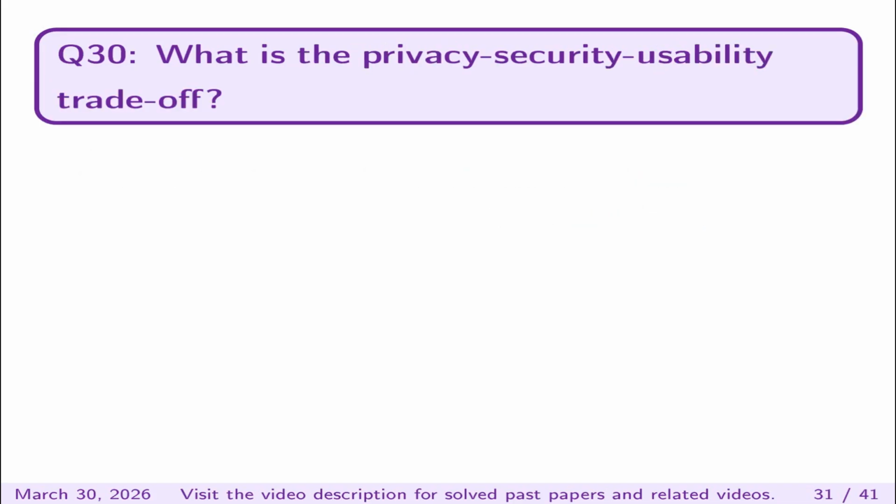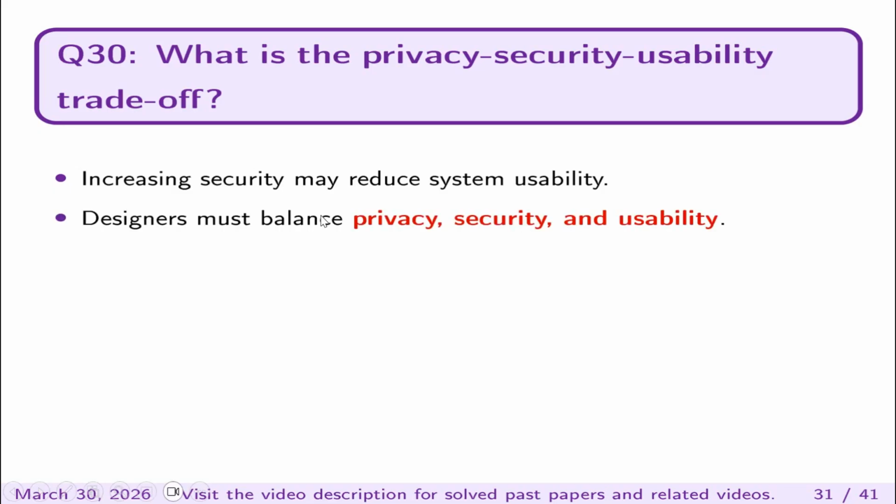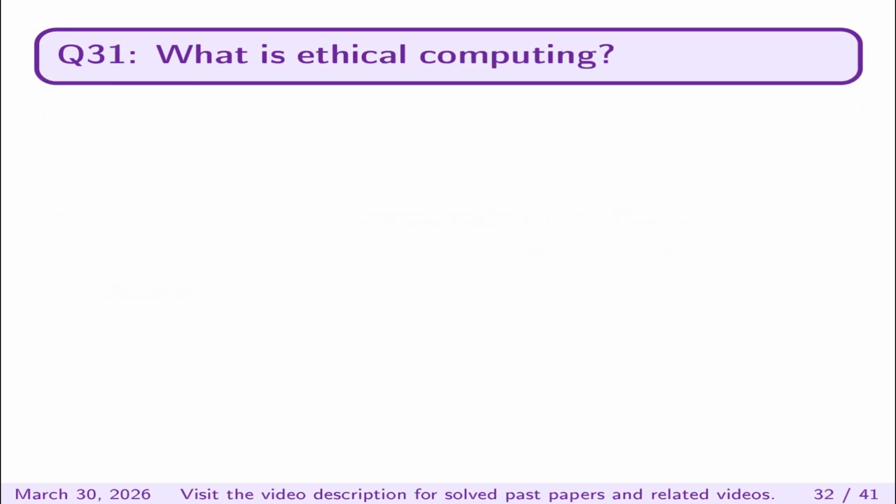What is the privacy security usability trade-off? Increasing security may reduce system usability. Designers must balance privacy, security, and usability. A good system should remain secure while still being convenient for users.